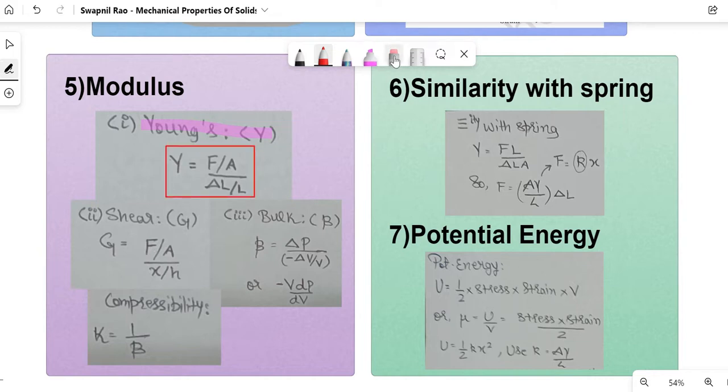Next one would be shear modulus, which is denoted by the symbol G. Shear modulus is again given by stress by strain, but here it would be SS by SS, which means shear stress by shear strain. Replacing the formula given above, it would be this. You can look at the diagram. I've saved space in order to include all of this here.